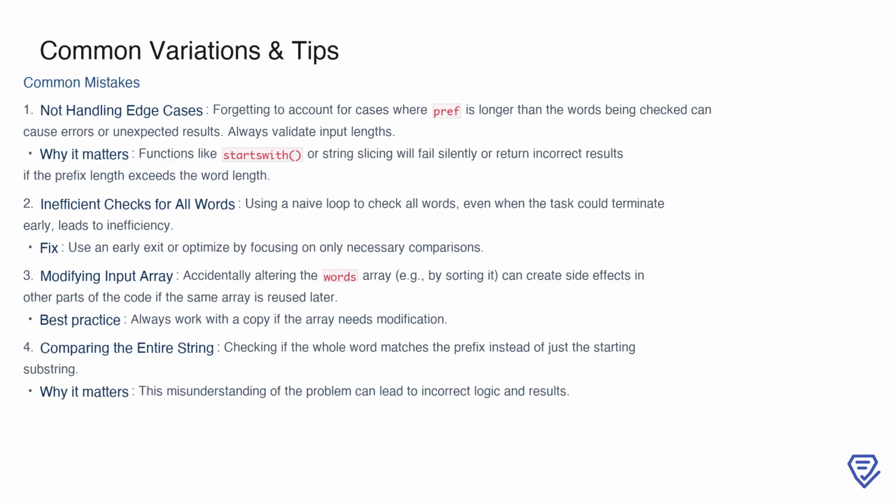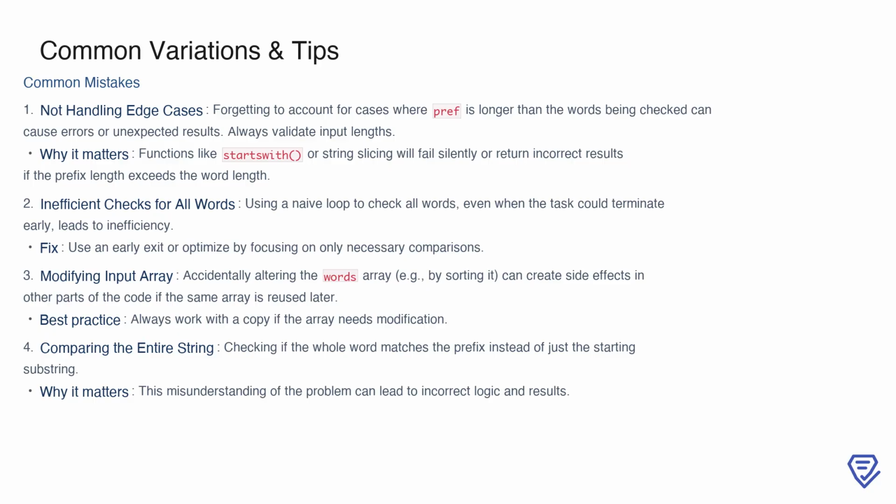Another issue is performing inefficient checks for all words. For example, using a naive loop and not terminating early when possible can make your solution slower than necessary. Instead, optimize by focusing only on the comparisons that are truly needed. Additionally, be cautious about modifying the input array. If the same array is reused elsewhere in your code, altering it, like sorting, can introduce unintended side effects. To avoid this, always work with a copy of the array if modifications are required.